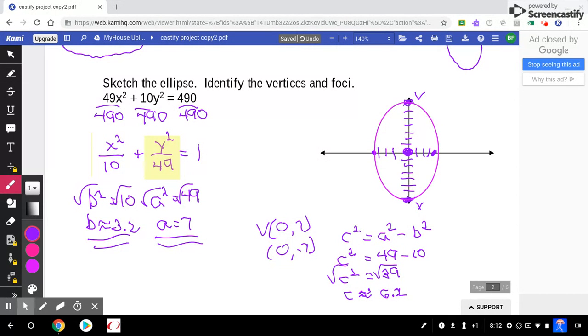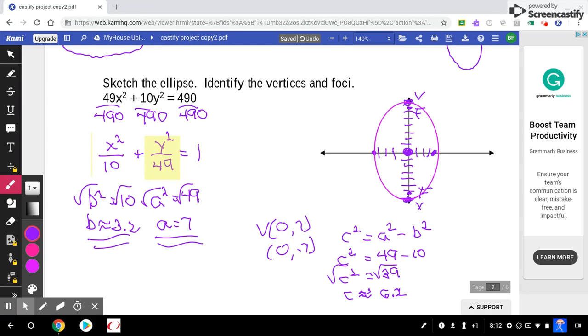So as far as drawing it goes, I could go ahead and try to squeeze these in here. So 6.2, well, right about there. I could put an F for foci. Negative 6.2, right about there. Put an F for foci. But more importantly, it did say in the directions to identify the coordinates of the foci. Well, if the vertices are (0, 7), then the foci have to be (0, something). So the question is, how far up did you go to get to that?